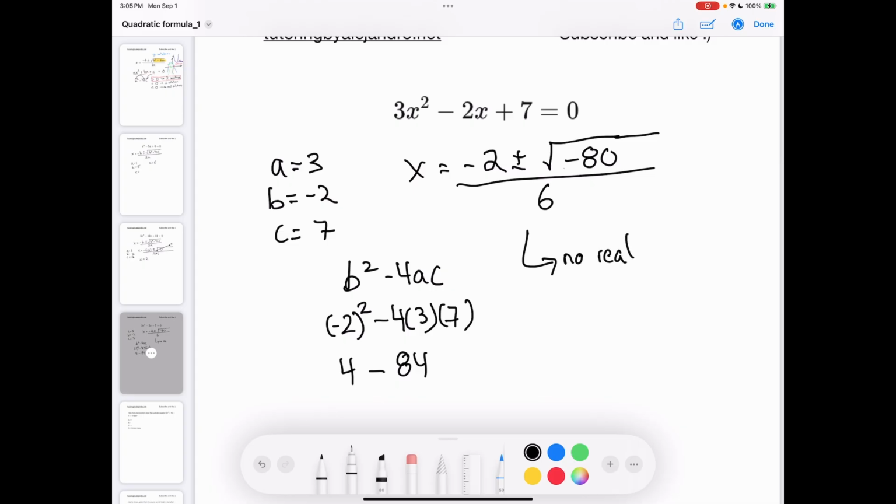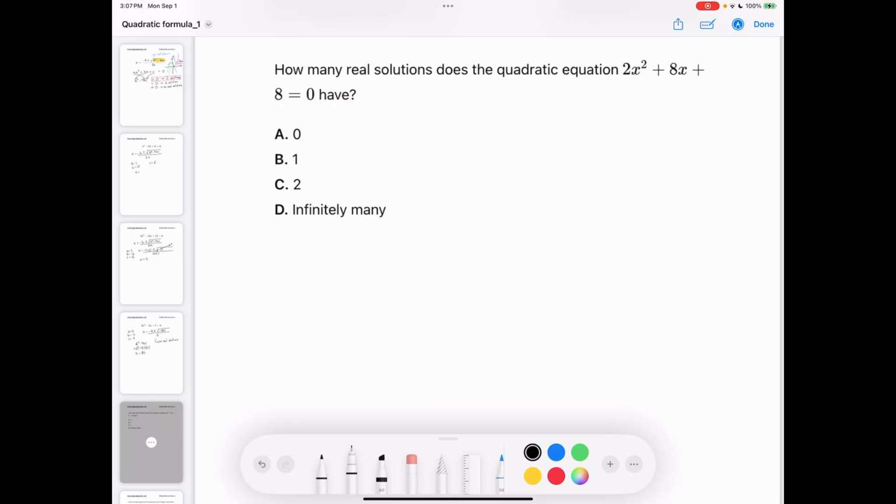A lot of the time on the SAT, you're going to get an equation, and they're just going to ask you, how many solutions are there? The way to answer that type of question is through evaluating the discriminant. Remember, if the discriminant is greater than 0, you have 2 solutions. If it's equal to 0, you have 1 solution. But if it's less than 0, like in this case, there are no real solutions.